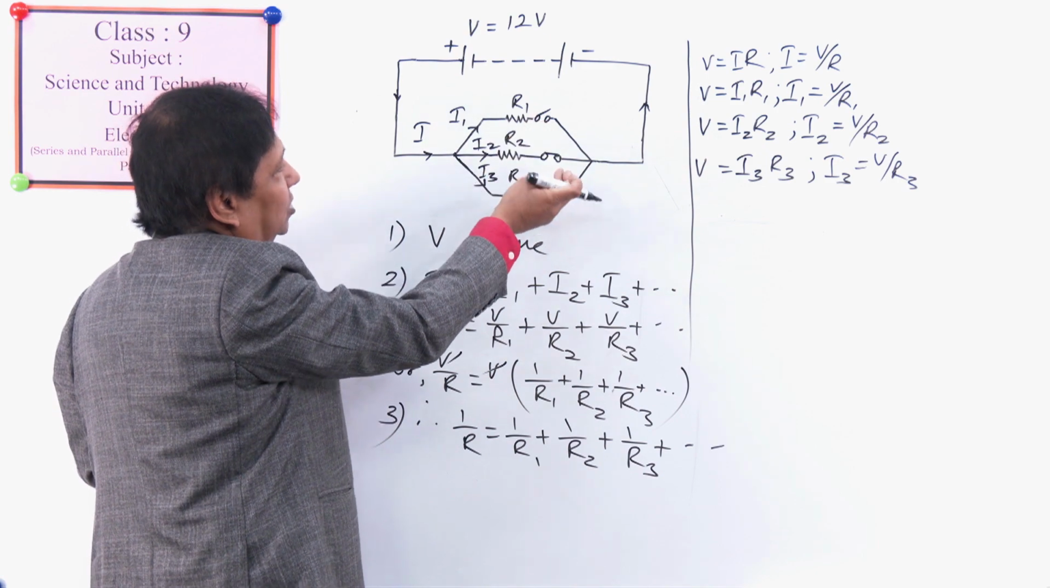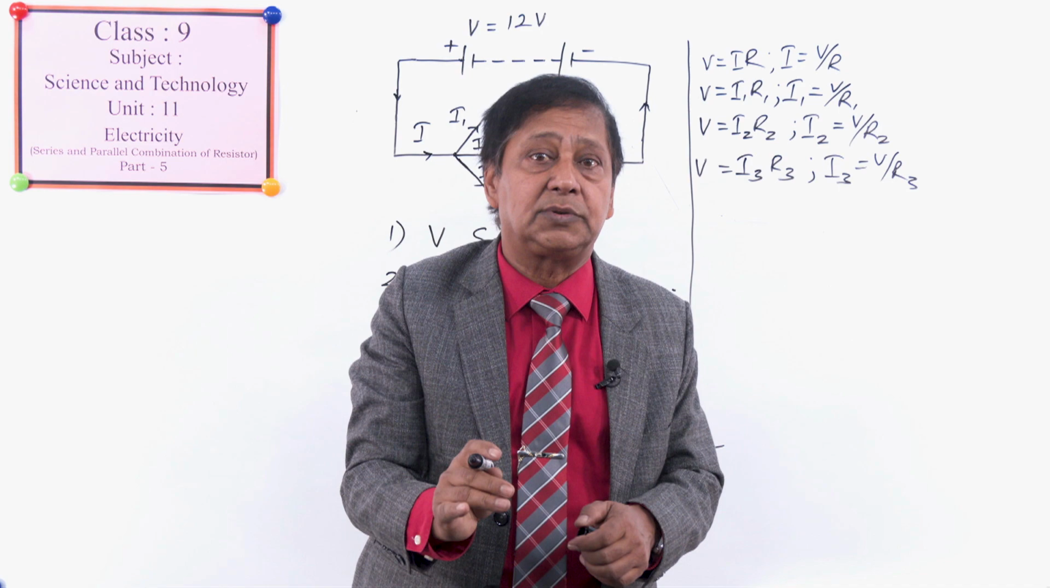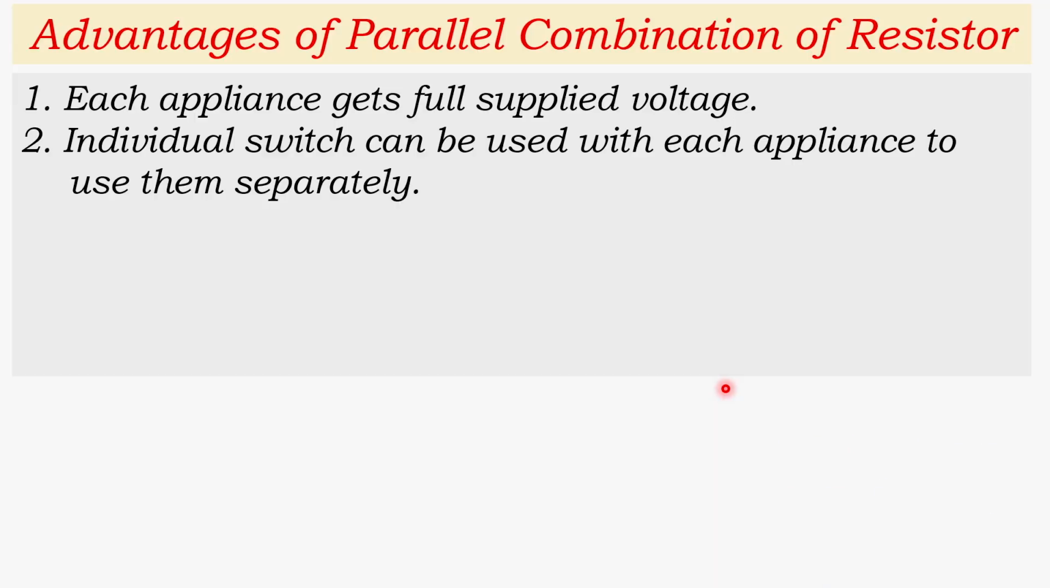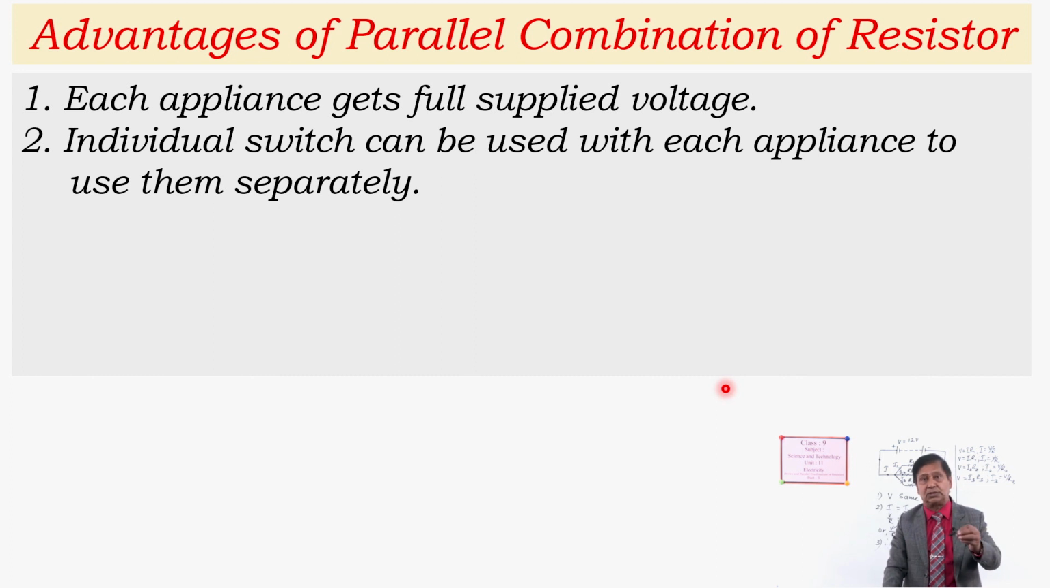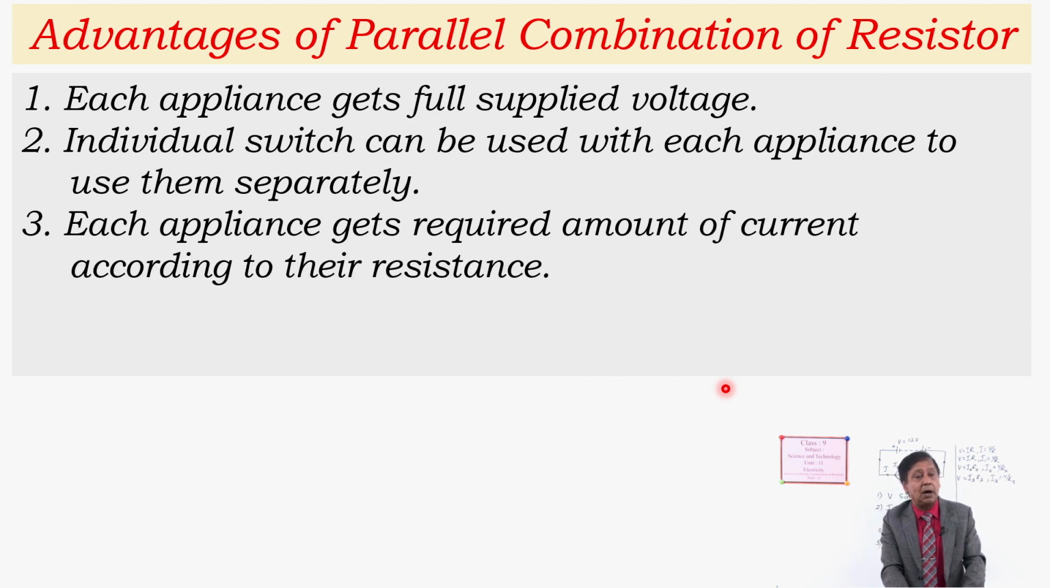This way, according to requirements, sometimes 1, sometimes 2, sometimes 3, or sometimes all can be switched off. Individual switch can be used with each of the appliance to use them separately. Separately, we can use them. Next, each appliance gets required amount of current according to their resistance.